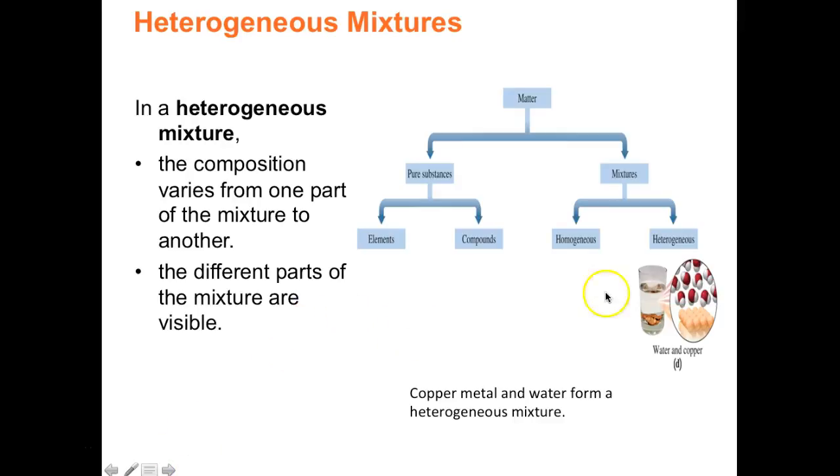In a heterogeneous mixture like you see here, some pennies put into a glass of water, you can see the difference between the pennies and the water, the phase difference, visibly. And so this is a heterogeneous mixture. Muddy water would be a heterogeneous mixture. Milk of magnesia would be a heterogeneous mixture.